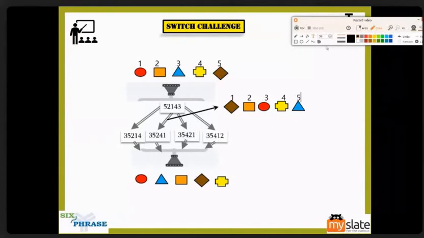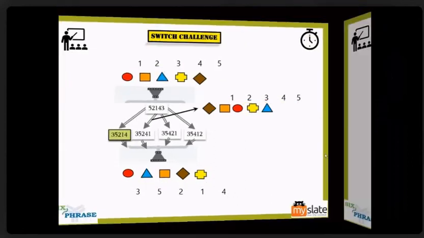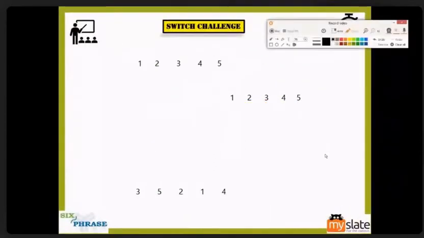And once you look at this, you'll get the answer very quickly. You'll see that the first one is 3, then it is 5, then it is 2, then it is 1, then it is 4. Okay. So 3, 5, 2, 1, 4, which is the first option, is the correct answer. Okay. Right. Next question.